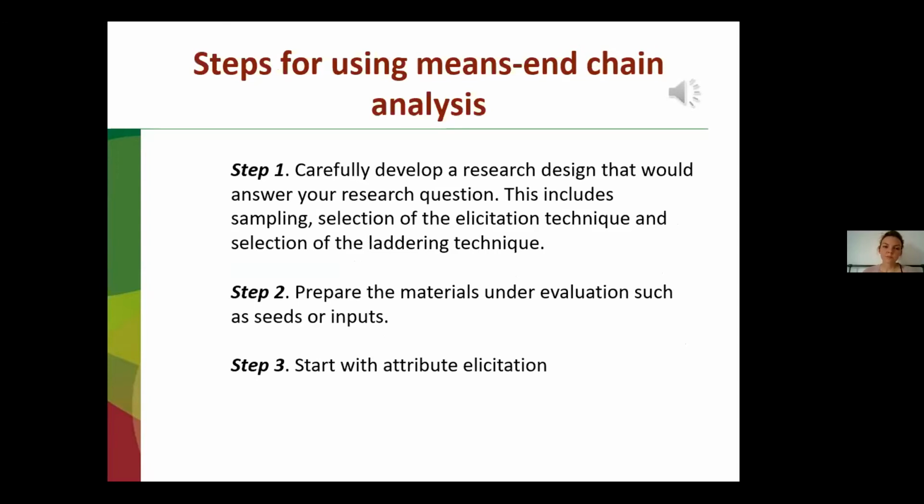As with any study, a means-end chain analysis starts with a good research design, and that includes how you're going to sample and select your respondents, which elicitation technique you will use, which laddering technique you will use. All these decisions you have to make beforehand, and they need to be the most suitable decisions to answer your research questions. And then after that, you can start preparing your materials and, for example, print your forms, prepare the materials that you have under evaluation. And when that is all prepared, you can start with the attribute elicitation.